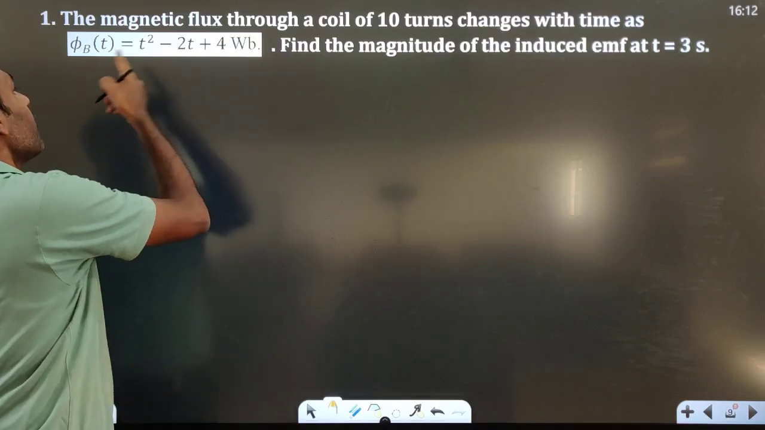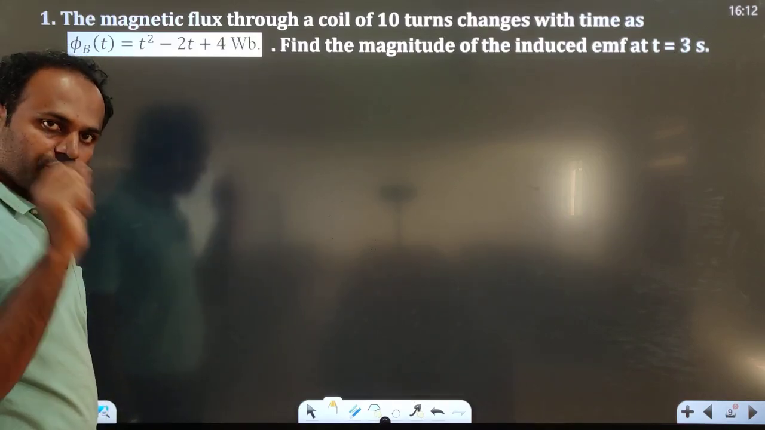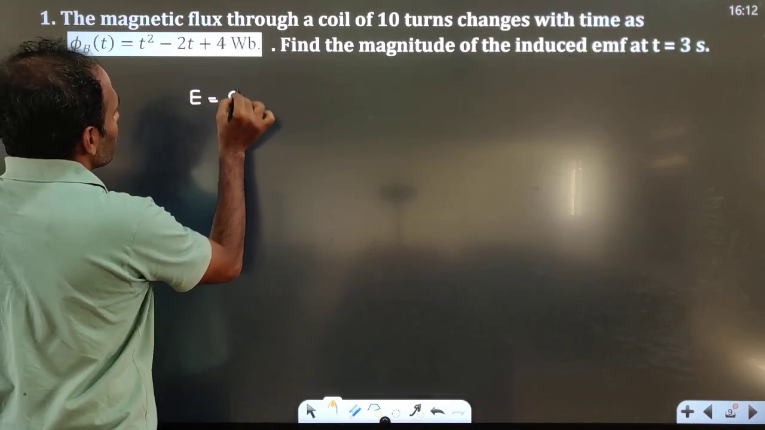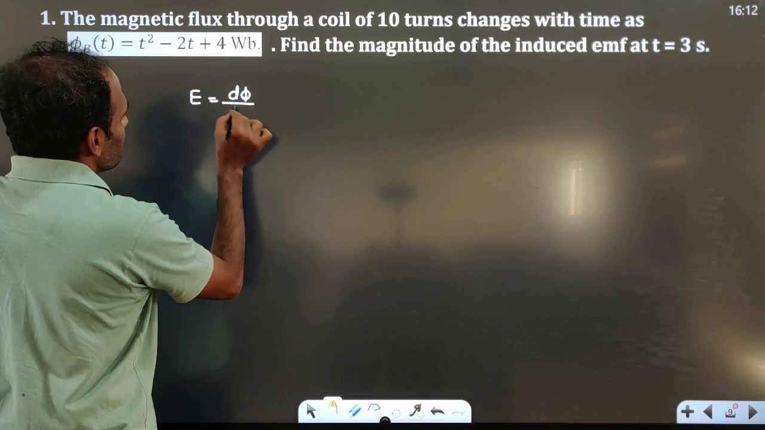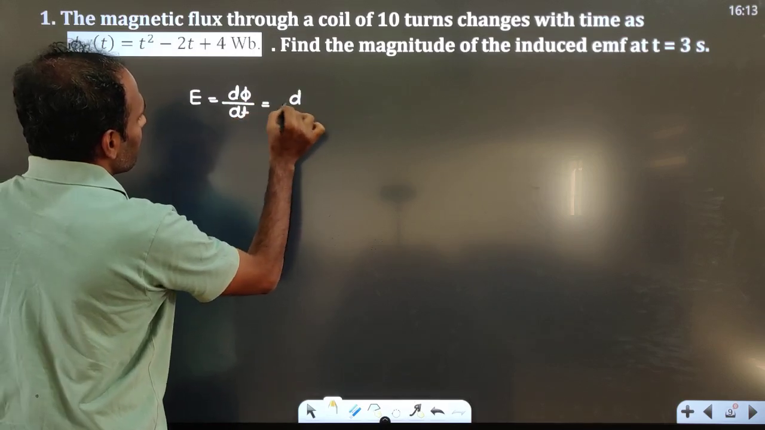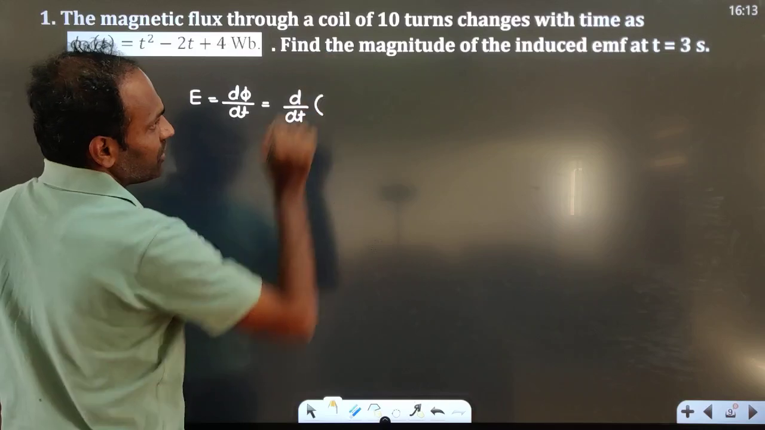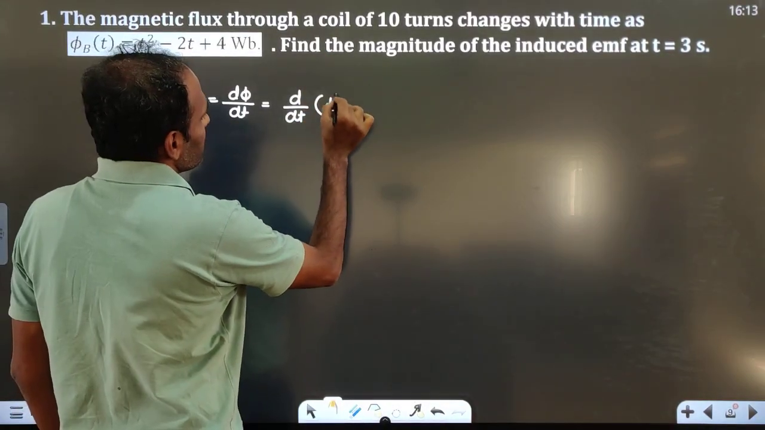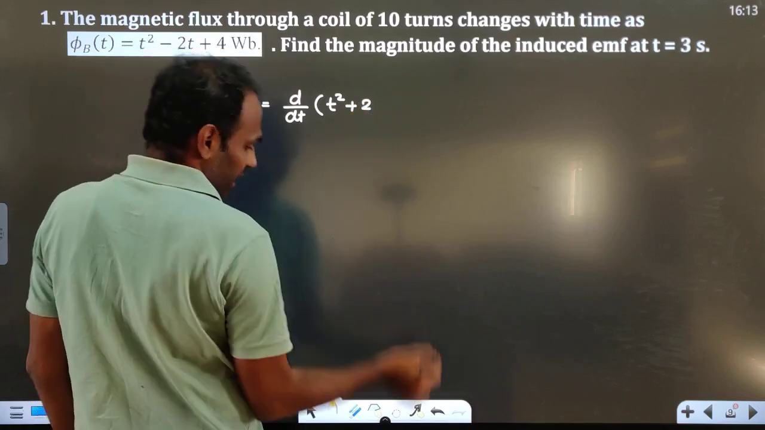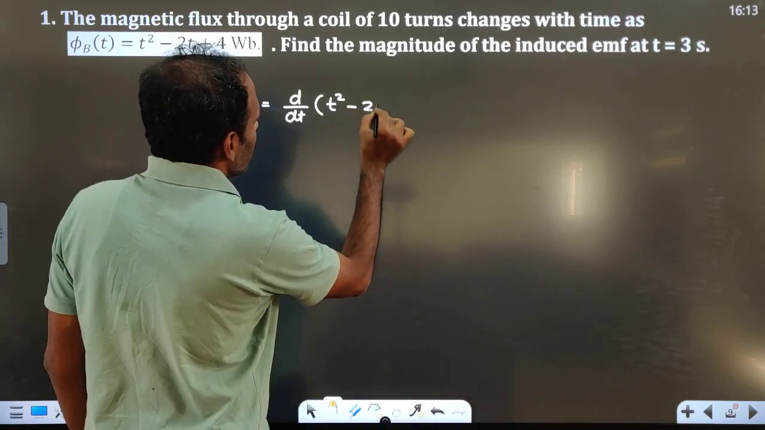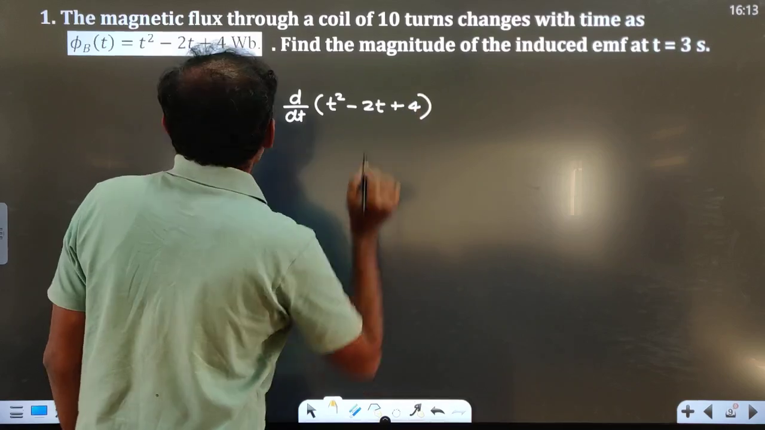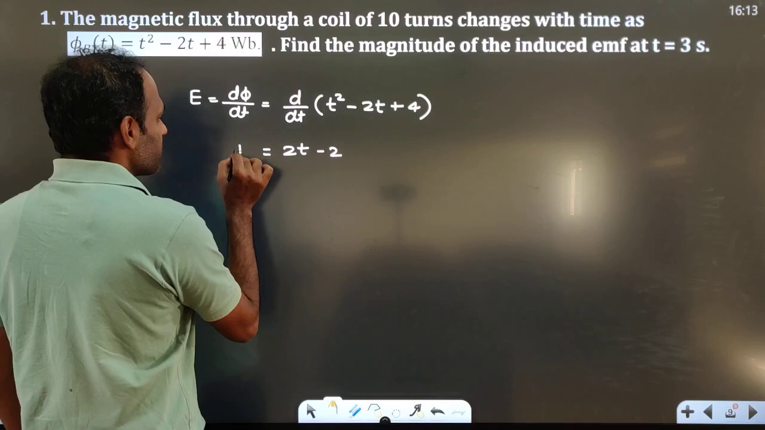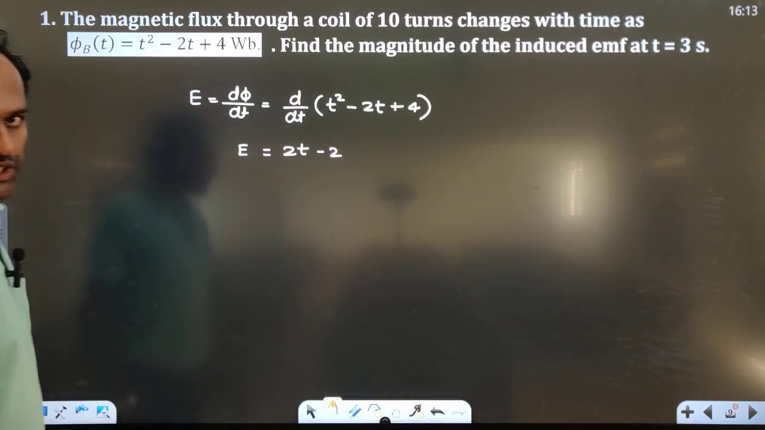If the flux is given in the form of a time dependent equation, you should differentiate it, and you will get the EMF. So EMF E is equal to the rate of change of magnetic flux, d phi by dt. This question is from the question bank released by the board for this year. The flux is t square minus 2t plus 4. You differentiate this, you will get 2t minus 2. So EMF E is equal to 2t minus 2.